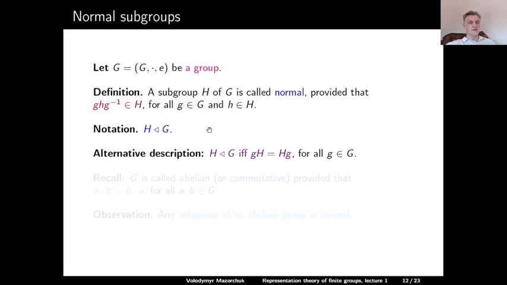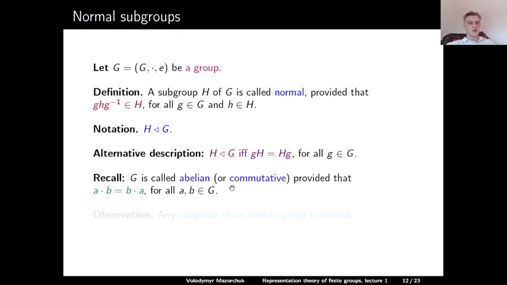And an alternative description of a normal subgroup: H is a normal subgroup of G if and only if gH is equal to Hg for any g in G. So each left coset should be equal to the corresponding right coset for any element g in G.